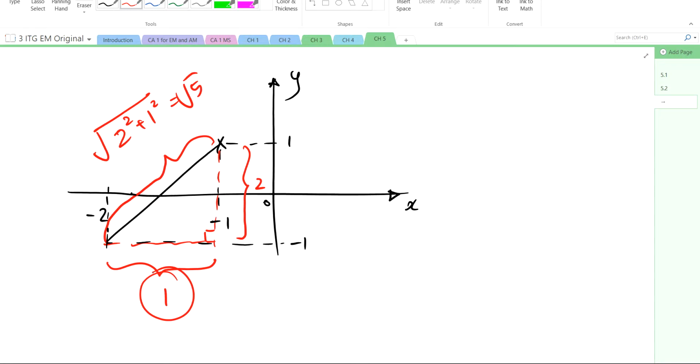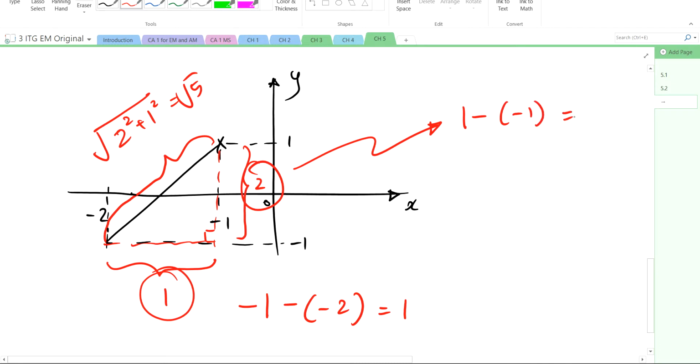You see, when you want to find a difference, you take bigger number minus smaller number. Which one is bigger, which one is smaller? So negative 1 minus negative 2. Bigger minus smaller we get? 1. Then what about this over here? How do we get 2? 1 minus negative 1 to get us 2. Okay? So this is how we solve and how we get the values for the length of the line segment.